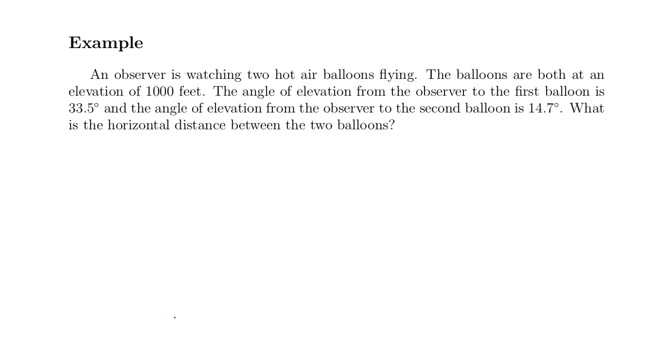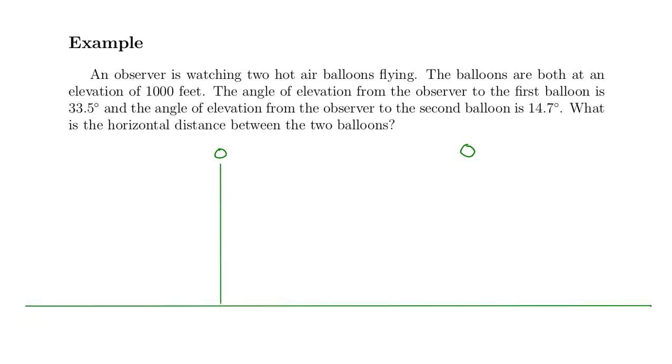So what we want to do is just start with the two balloons. We know that we've got two hot air balloons flying, so I'm going to draw them. There's one balloon. There's another. They both are at an elevation of 1,000 feet. So I'm going to draw a nice straight line down to the ground. Here's my ground. And what I know is that these distances are the same. They are 1,000 feet.